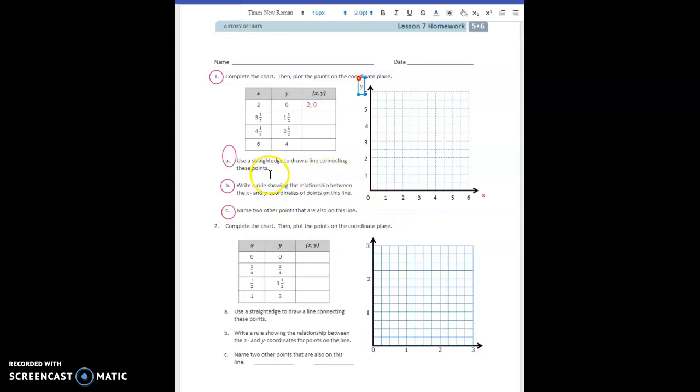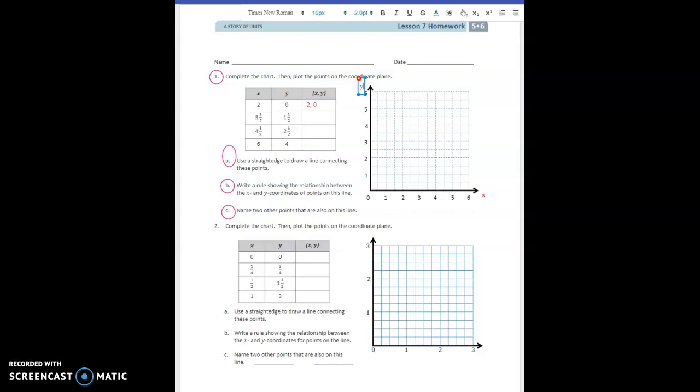Then part A says, use a straight edge to draw a line connecting these points. So then you're going to go to the shapes and use the line segment tool and connect the line. The line is going to go some direction. All the dots will line up somehow and you'll do a straight line going across. Part B, write a rule showing the relationship between the x and y coordinates of points on this line.